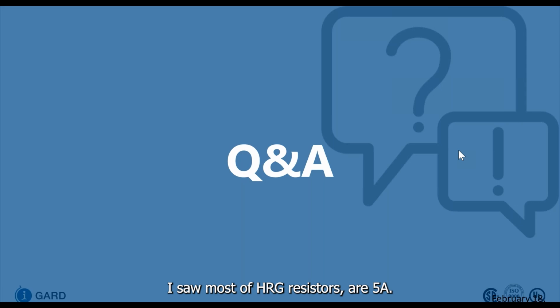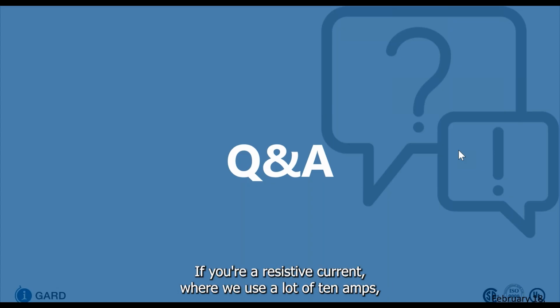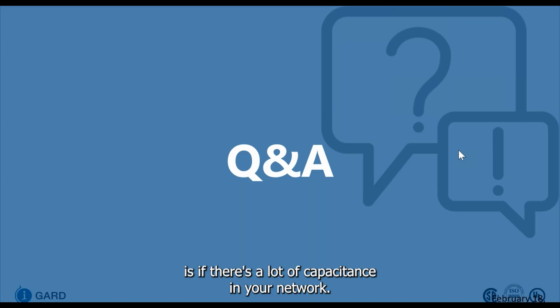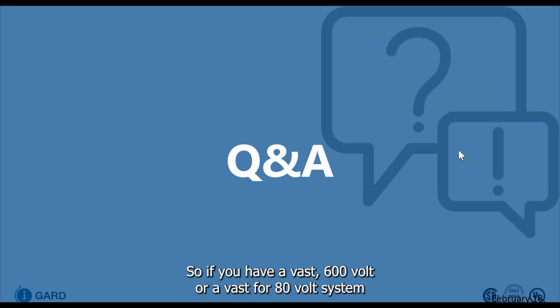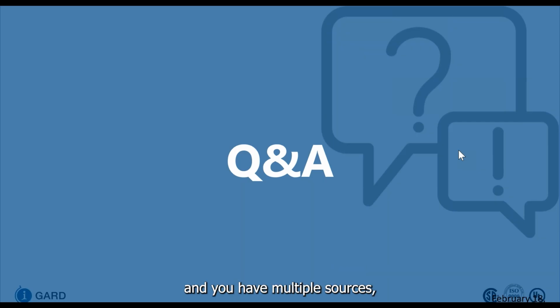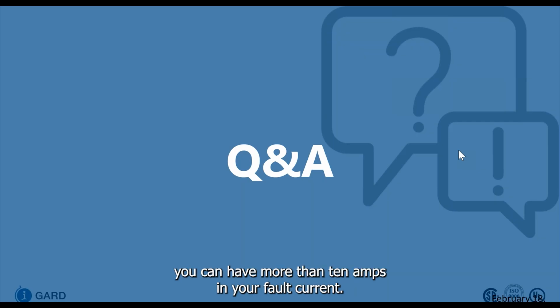I saw most of NGR resistors are 5 amps and not 10 amps. When do we see 10 amps? If you're looking at resistive current, where we use a lot of 10 amps is if there's a lot of capacitance in your network. So if you have a vast 600 volt or a vast 480 volt system and you have multiple sources, you can have more than 10 amps in your fault current.